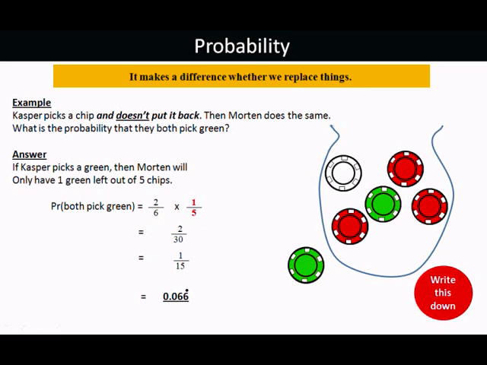So the chance of them both picking the green is 2/6 times 1/5, which comes to 2/30, which is the same as 1/15, or as a decimal 0.066666 recurring. So remember to think about whether things are being replaced if you get an exam question like this.